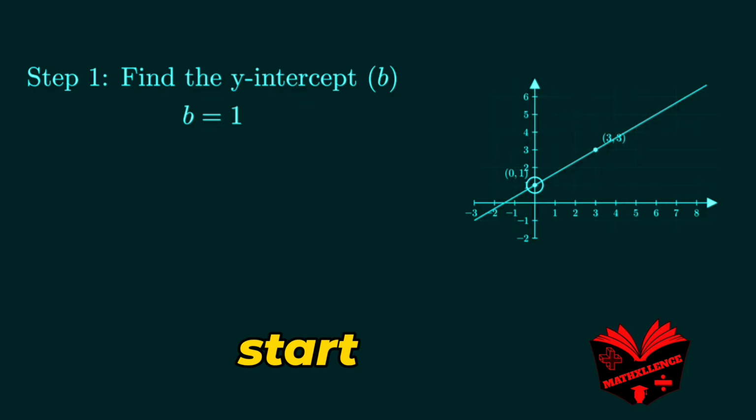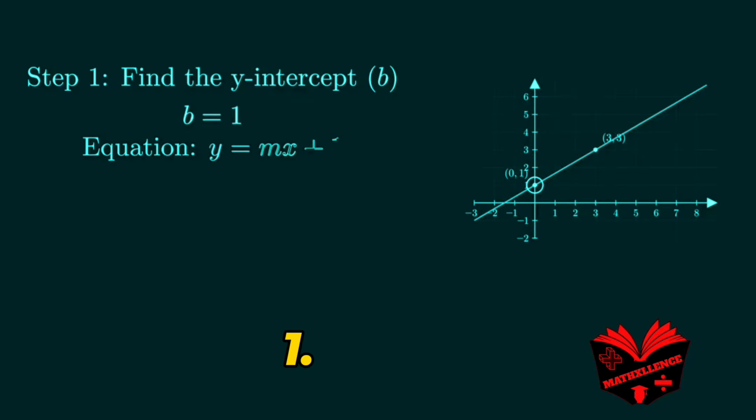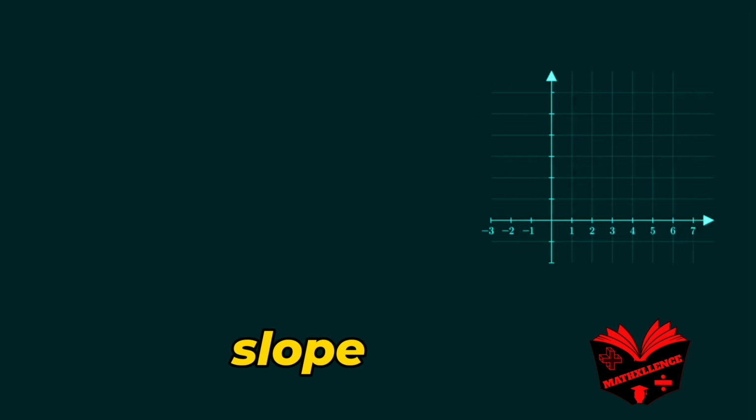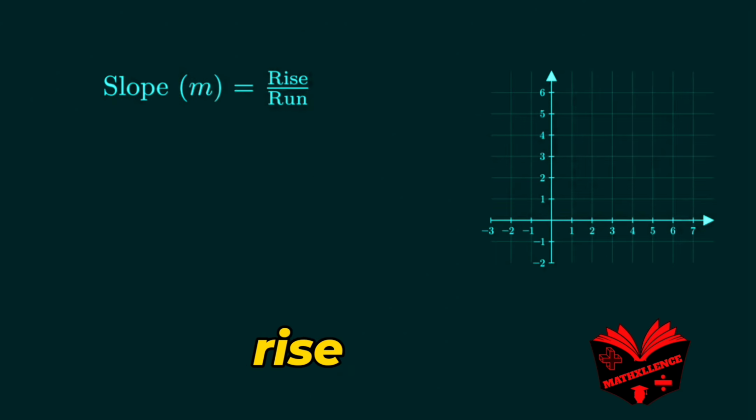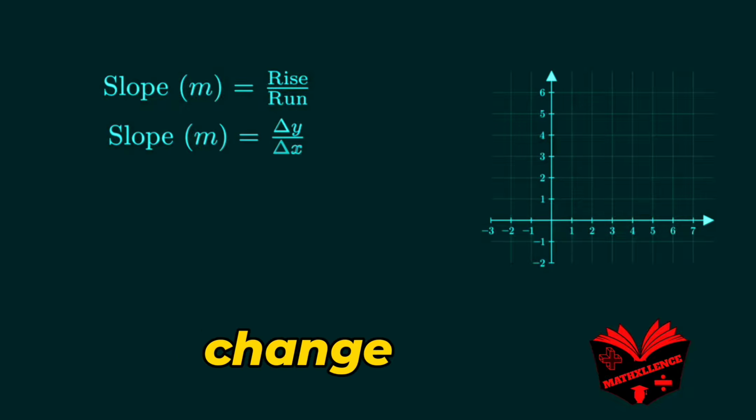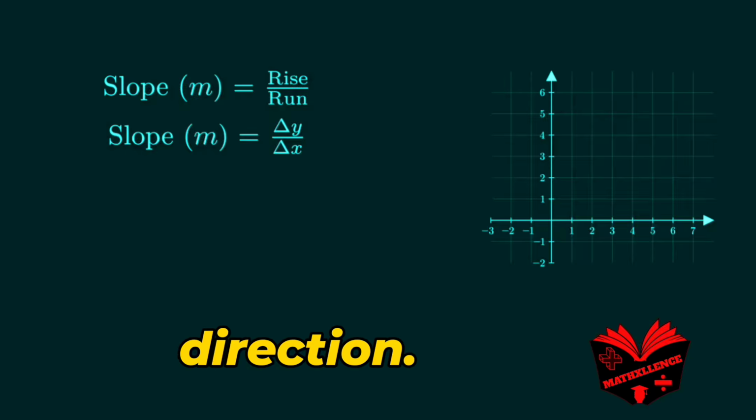We can already start filling in our equation. We have y equals mx plus 1. Now, we just need to find m, the slope. To find the slope, or m, we use the phrase rise over run. This describes the change in the vertical y direction divided by the change in the horizontal x direction.